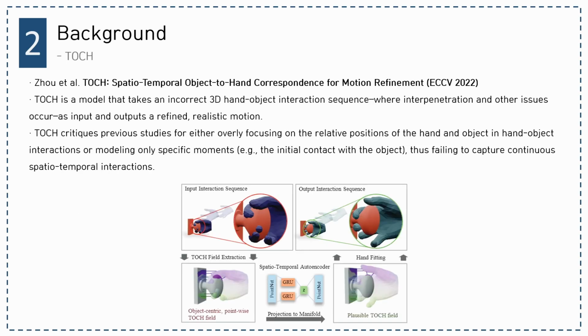One notable paper that utilized these technologies is TOC. TOC is a model that takes incorrect 3D hand-object interaction sequences with interpenetration or non-contact problems and outputs refined motion. TOC's main contribution is capturing continuous spatial-temporal interactions.